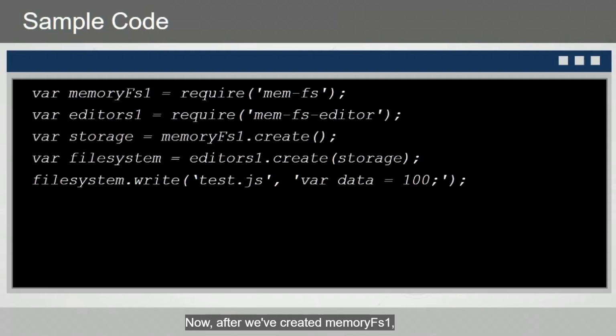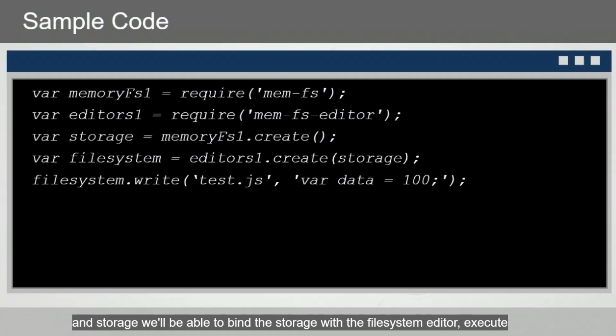Now after we've created memFs1, which is an instance of mem-fs, we'll create a storage. To create the storage, we'll be using editor1, which is an instance of mem-fs-editor. Call the function create and pass the storage so we can bind the storage with the editor. Finally, we will write some data to the file test.js and pass the value that we want to write to the data. So by using these three important components, mem-fs, mem-fs-editor, and storage, we'll be able to bind the storage with the file system editor, execute writes to write the data to the in-memory file system, and store it on the disk.